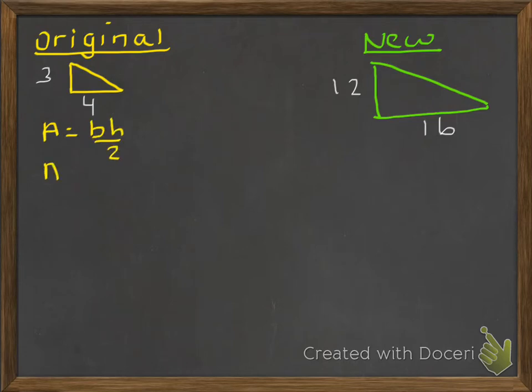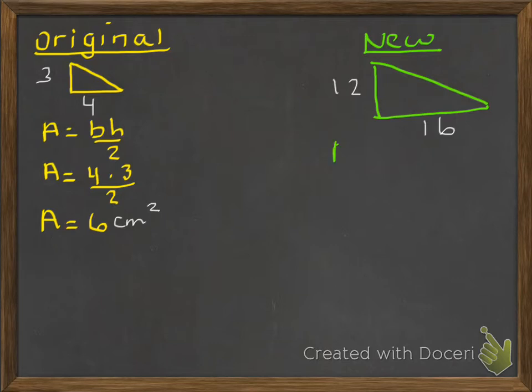And now we're just going to plug that in. Area equals base of 4 times 3 divided by 2. So that's going to give us an area of 4 times 3 is 12, divided by 2 is 6. And we'll call these centimeters, I suppose. Centimeters squared. Okay, so now we have that area. Now let's calculate this area.